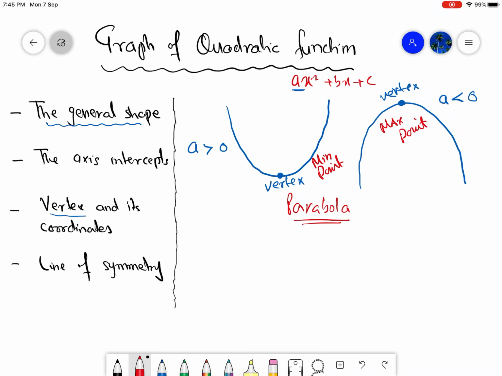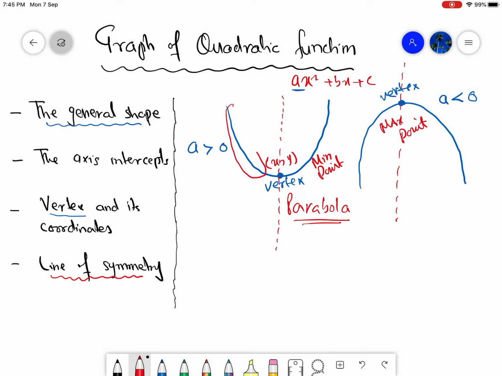The vertex is, of course, in the set of Cartesian coordinates, so it will have an x value and a y value. We will see how we can work out the coordinates of the vertex algebraically in the coming session. Then this graph has a line of symmetry, and this line of symmetry always passes through its vertex in any case, right? So the graph of the quadratic function is symmetrical along this line of symmetry.